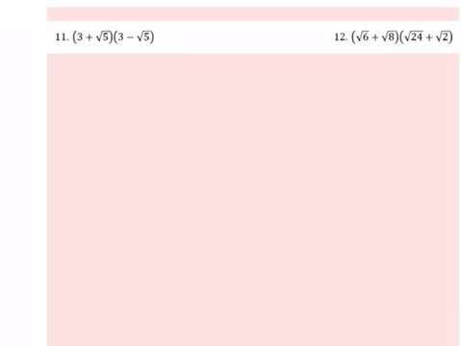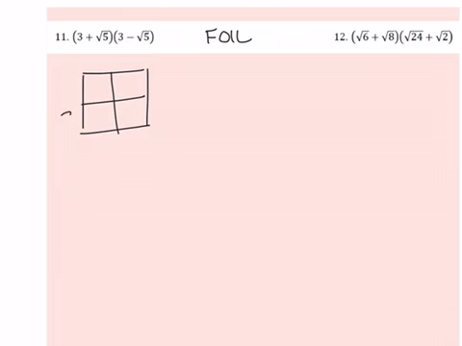Our last two examples here, we want to think back to multiple units ago when we used our box method. You either used box or you used FOIL. You did your first times your outsides, insides, and lasts. I like the box method because it keeps things a little bit more organized for me. So with the box method, we write each factor on the outside. So I had 3 plus root 5 and then 3 minus root 5.